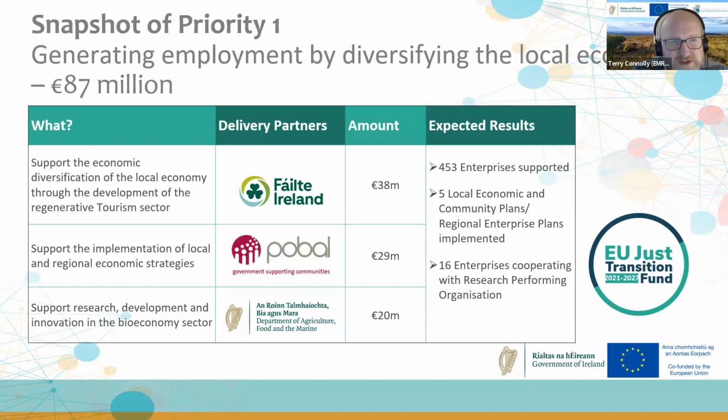The first one is around supporting the economic diversification of the local economy through the development of the regenerative tourism sector. So tourism is very much underdeveloped in the Midlands, and it's seen as a high potential growth area for economic activity. So Fáilte Ireland are delivering on that. Pobal, who probably a lot of you are familiar with through your day-to-day work, are looking at supporting the implementation of local and regional economic strategies. So I think there'll be a bit more focus on this in the discussion later on. And certainly there's a call open at the moment with a lot of opportunities there, but there's one coming up in November, which might be even more interesting. And finally, there's support for research, development and innovation in the bioeconomy sector. So that's run by the Department of Agriculture.